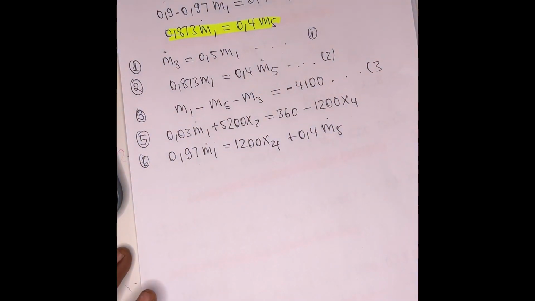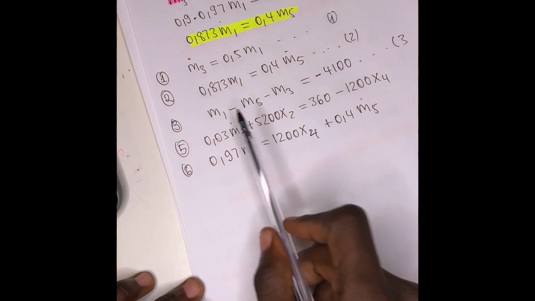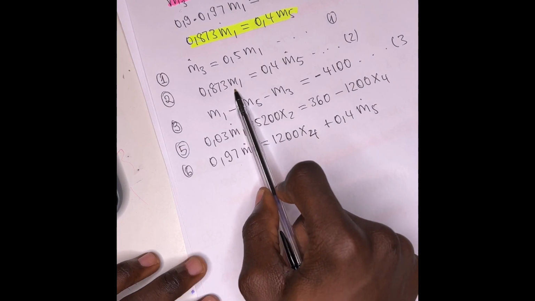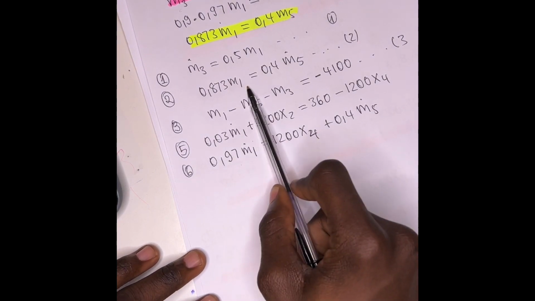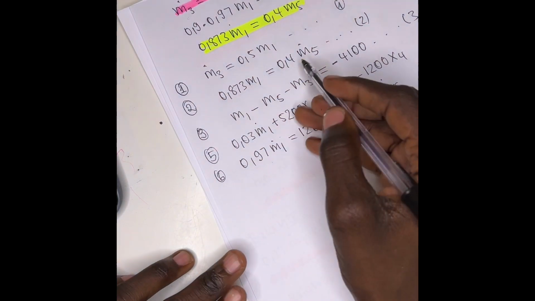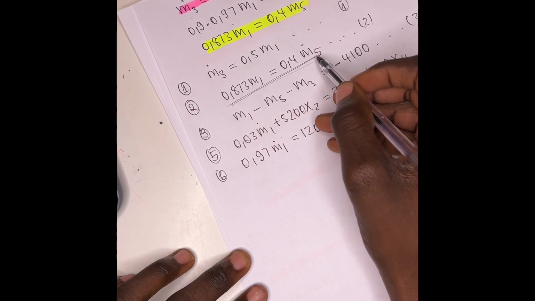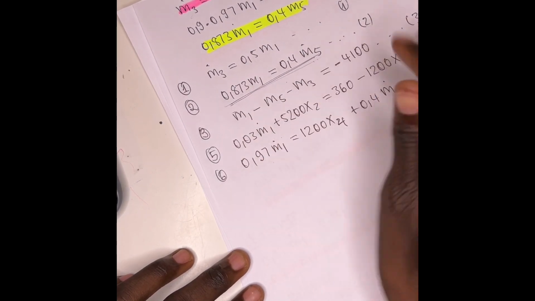Okay, so from there, what you will do: in this equation we have m1. Can you see? We have m1 and m5. You see, guys? So we can solve m5 in this equation. Let's solve m5 in this equation.